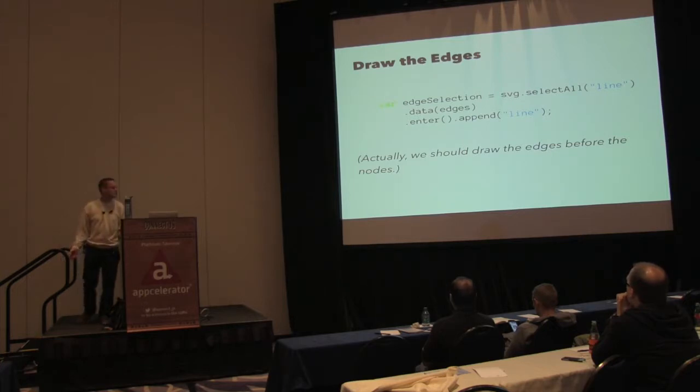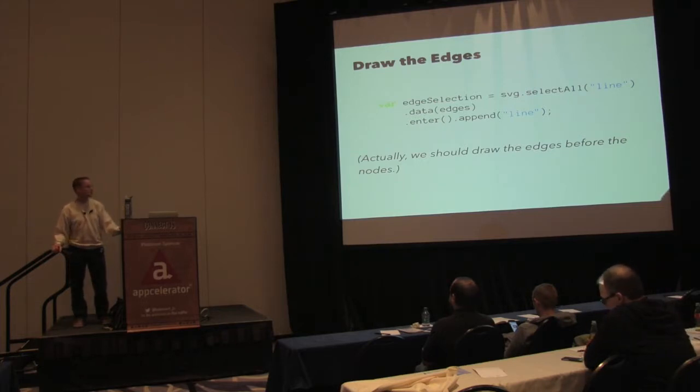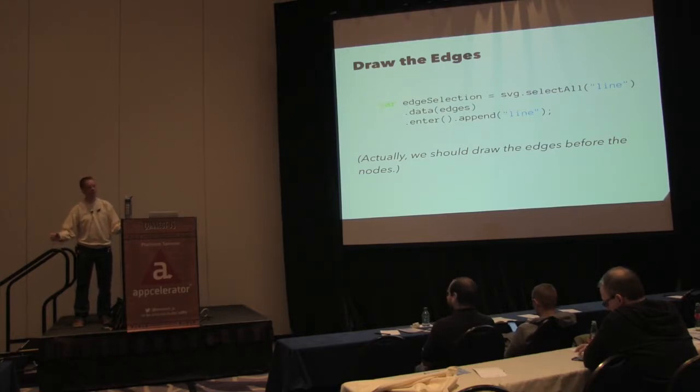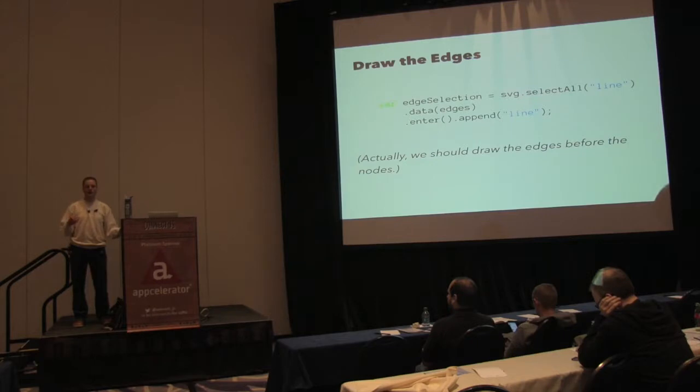Kind of the same approach is what we use to draw the edges or the connections between the graphs. Again, we're going to create a variable that will store that selection. We're going to select all the lines, all the SVG line tags in the DOM. There won't be any when we start off. We're going to associate all those potential lines with data objects. So there'll be as many of those objects as there are edges in our data set. And then for every one of those objects that doesn't yet have a line, we're going to create one and append it to the container.